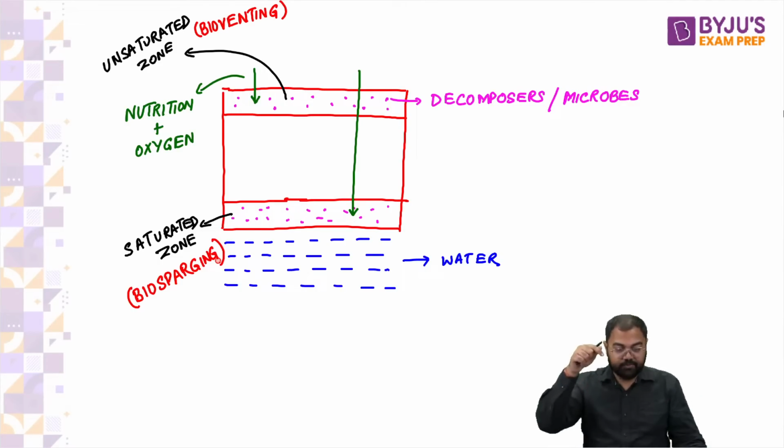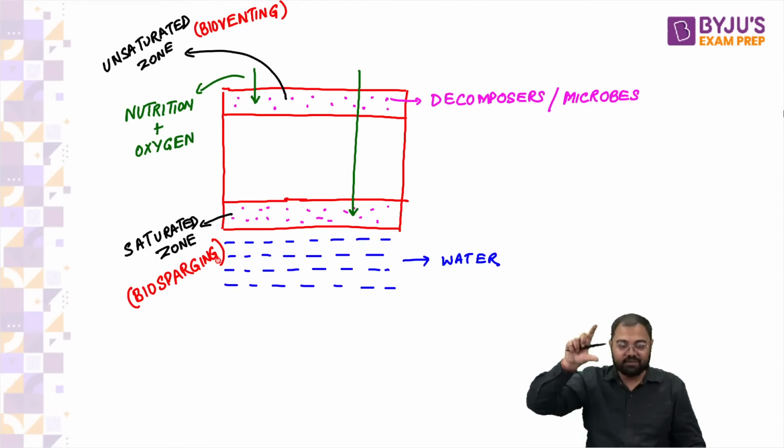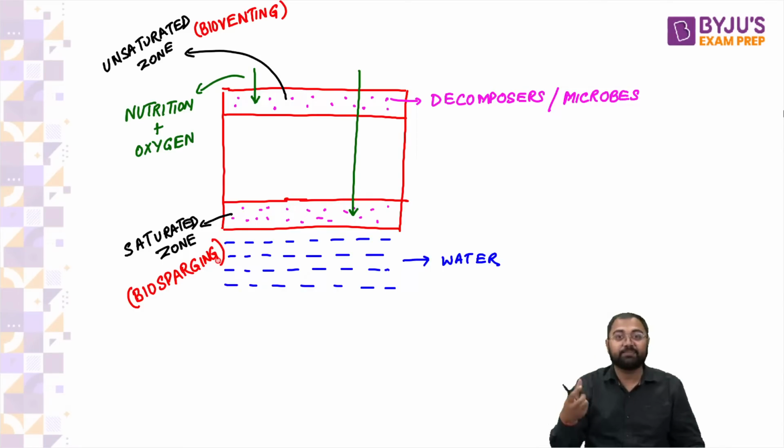Because bioventing is happening in the unsaturated zone, it's easier to carry out that process. I mean, it's easier to inject the nutrients and oxygen to the top layer. Compared to that, when you're going down below, it's not going to be easy for you. And that's why this is something that we'll do at high pressure. So we'll have to exert more pressure so that it can go to that level.